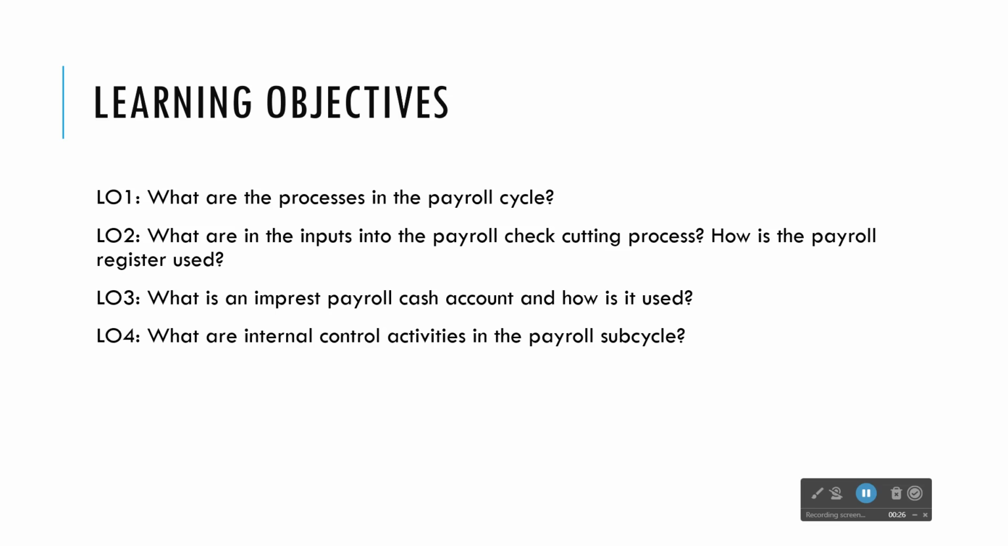So where we had our flow charting and we said the left side was creating the liability and the right side was the disbursement, in payroll, it's all generally done in one fell swoop, one process. The other thing different is under Learning Objective 3, where they have the imprest payroll cash account and what it is and how we use it. So it is a different feature.